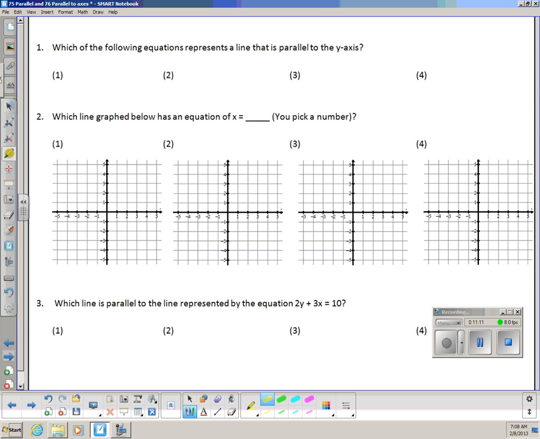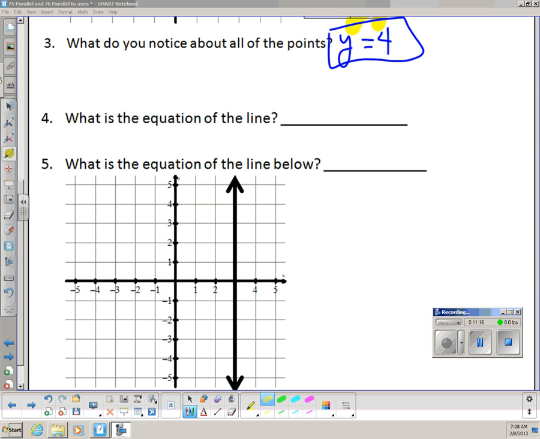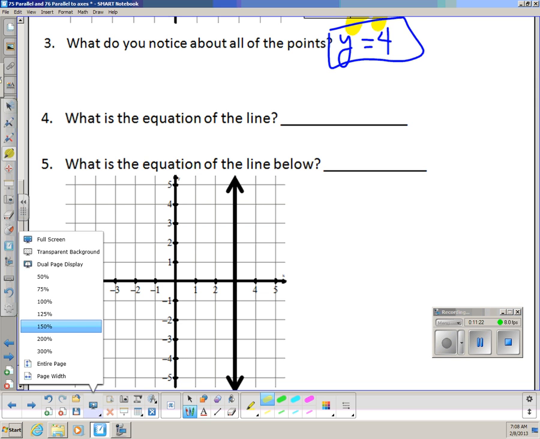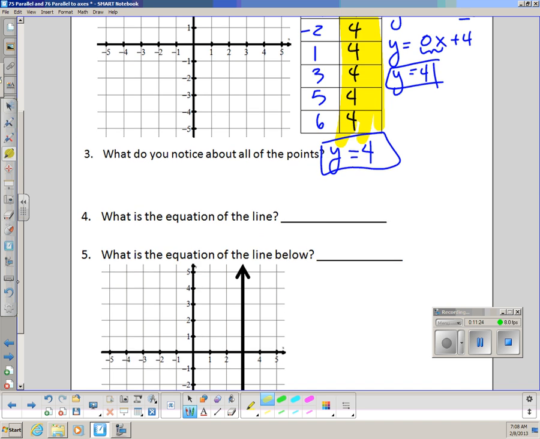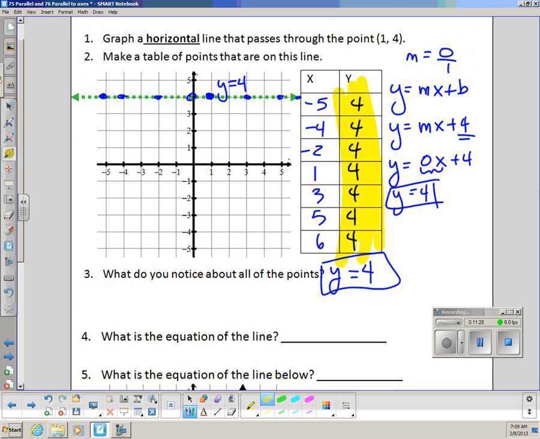Whoops. Where are the equations for the other stuff? I see what I did. Sorry. So let me just zoom out a little bit here for a second. So number 4, I forgot I had this set up this way. Number 4 says, what is the equation of the line, meaning this line? And the equation will be y equals 4.